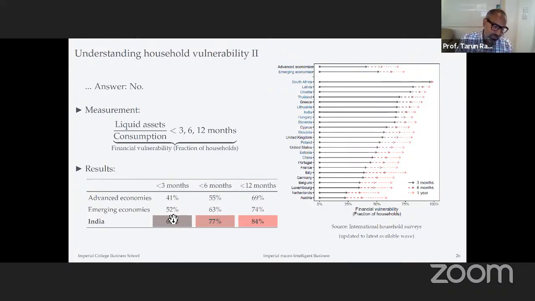But in India, this proportion is substantially larger. Close to 70% of households cannot finance consumption for up to 3 months. If you ask them to do it for 6 months, you're looking at 77% of households being vulnerable. And if you're looking up to 12 months, 84% of households are vulnerable. And if you think about lockdown-induced disruptions as a result of the pandemic, we're really approaching the 12-month mark in this case. So it's a near universal case of households being financially vulnerable in the setting that we consider in India.